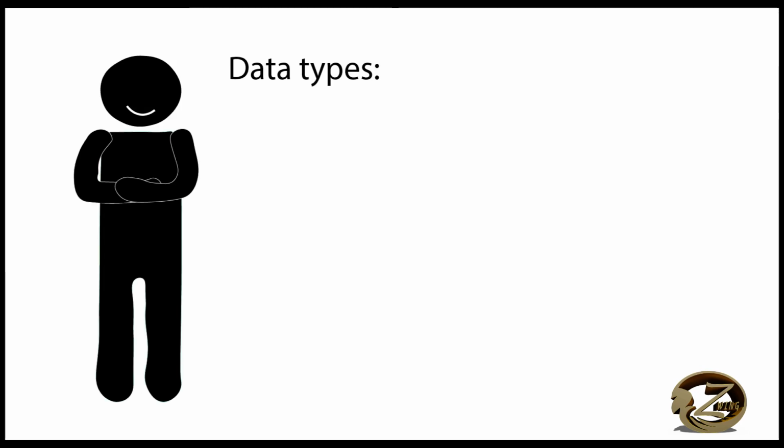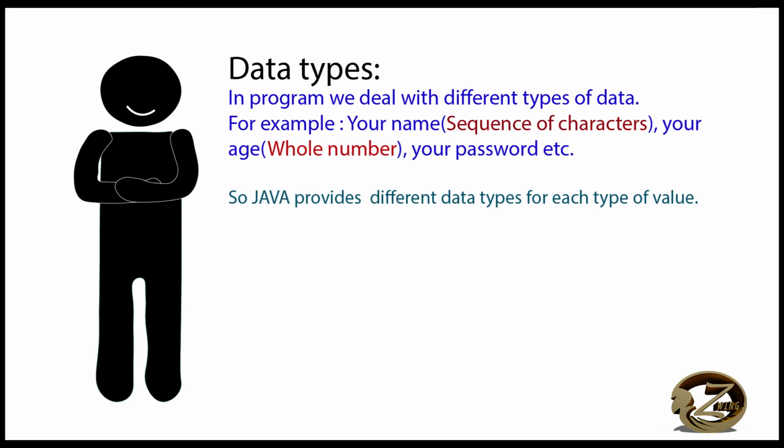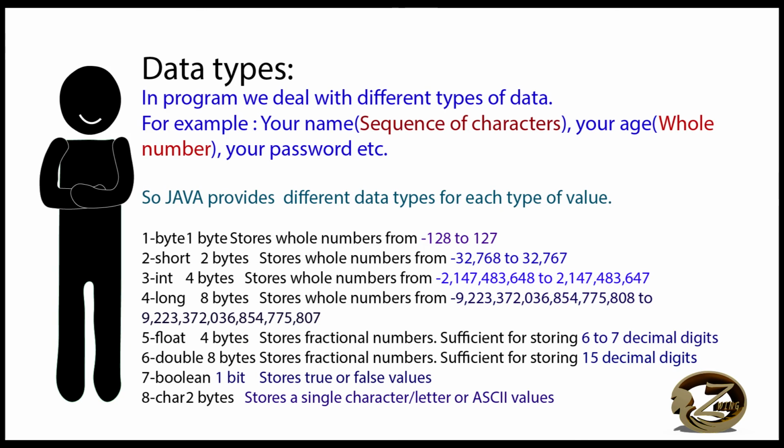So now coming towards data types. In a program we deal with different types of data. For example, your name, which is a sequence of characters, your age, which is a whole number, or your marks in an exam in decimal, like 80.5 or 93.2 etc. So we have different types of values. Due to this reason, Java provides us specific data types for specific values. In Java, the data types which we commonly use are byte, short, integer, long, float, double, boolean, and char. You can see that these all have different properties.